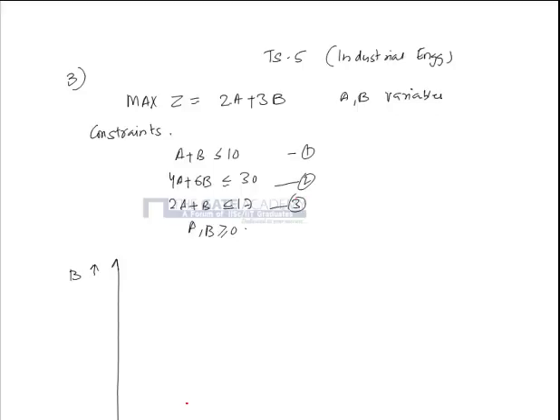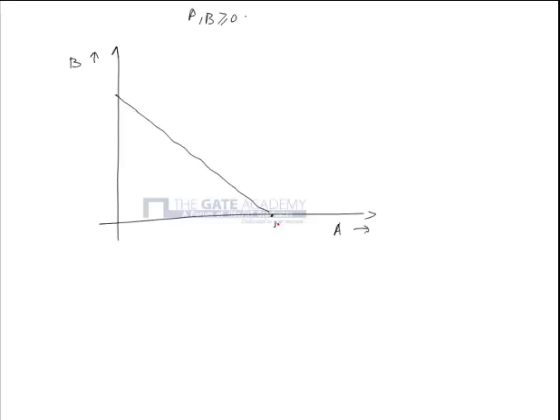Constraint number 1, a plus b equals 10, will be a straight line where the a intercept will be 10, 0 and the b intercept will be 0, 10. Now constraint number 2, which is 4a plus 6b equals 30. For b equals 0, a is 7.5, that is the a intercept, and for a equals 0, b is 5. So the a intercept is 7.5 and the b intercept is 5. This will be something like this. So this is all about the second constraint.